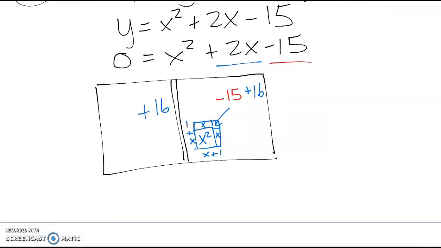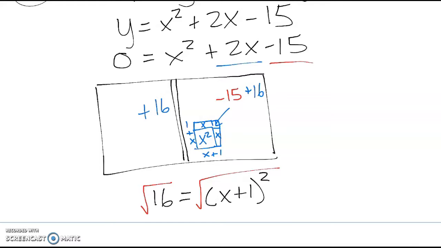Okay, so now here's what we have. On the left-hand side, we have 16 ones, and on the right, we've got our perfect square, (x + 1) squared. Now remember, my goal is to figure out what x equals, so I'm going to undo this until I get x alone.